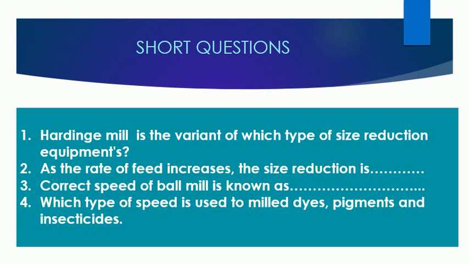You must concentrate on these questions. The first question, hardinge mill is the variant of which type of size reduction equipment, was recently asked in the GPAT examination 2019.